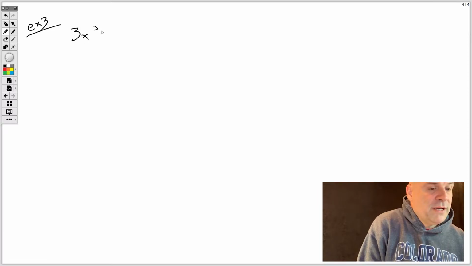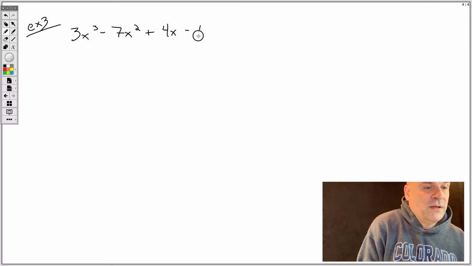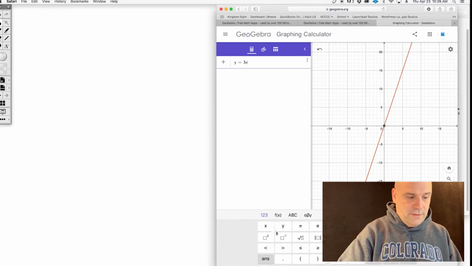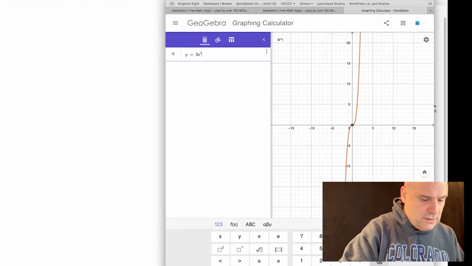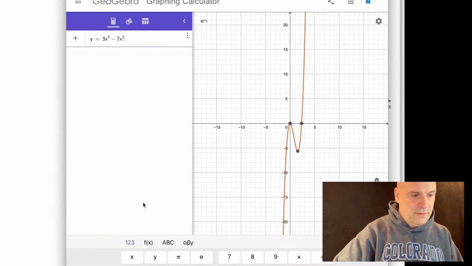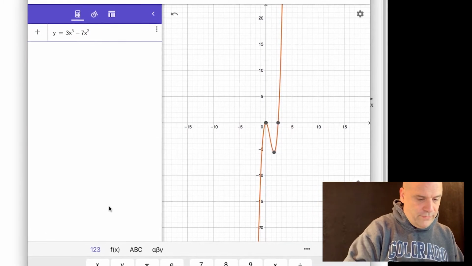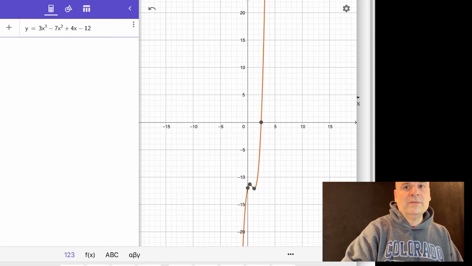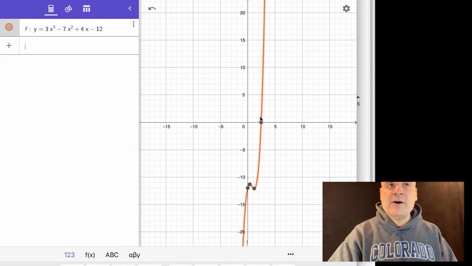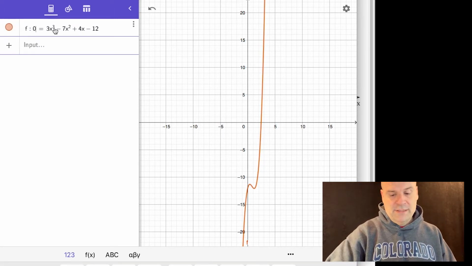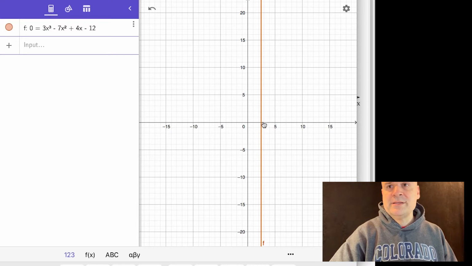3x cubed minus 7x squared plus 4x minus 12 equals 0. Let's graph it. 3x cubed minus 7x squared plus 4x minus 12. All right, so there's where it is. Now, if I wanted to be more specific, I'm just going to change this y to a 0. And look what happens. It tells us where these are.